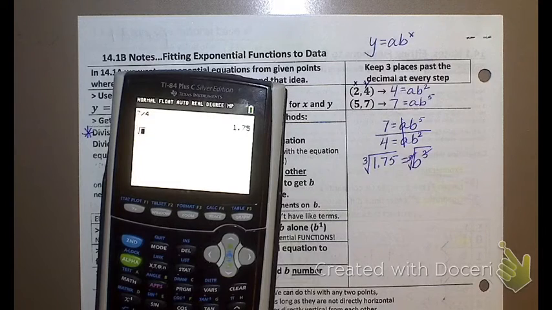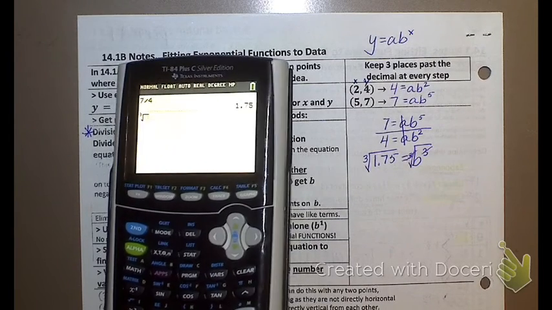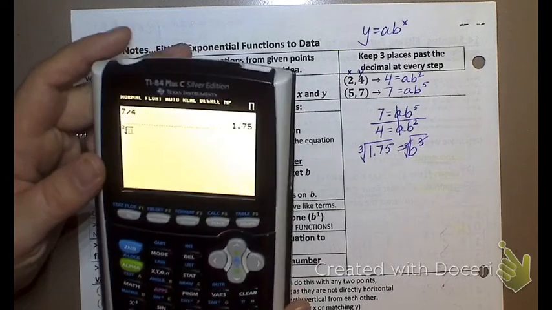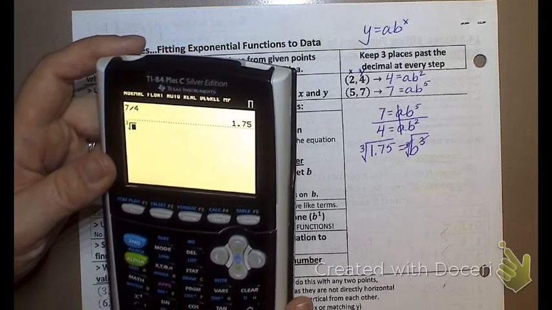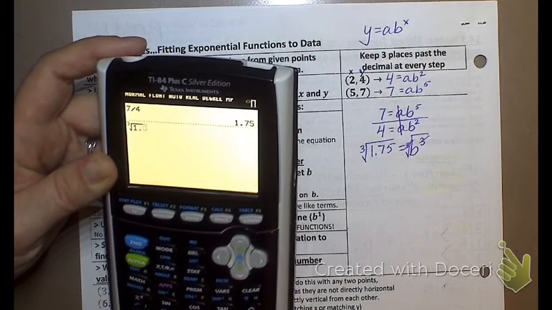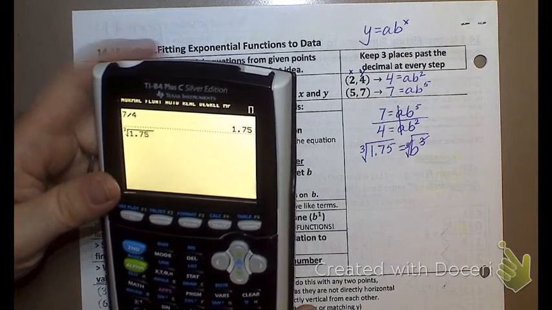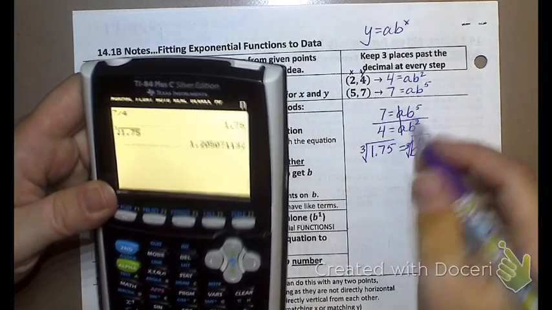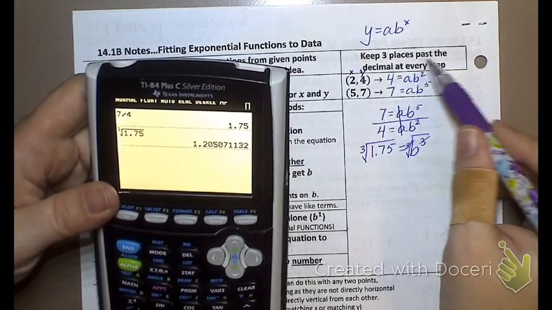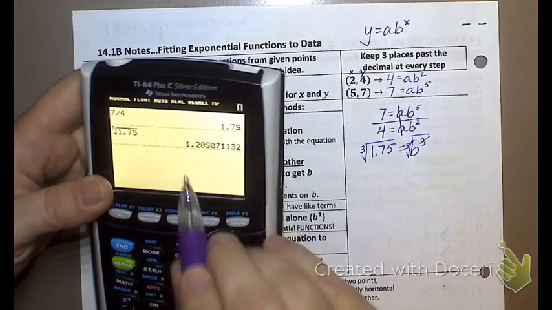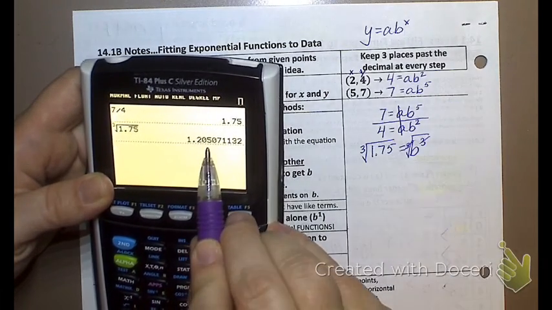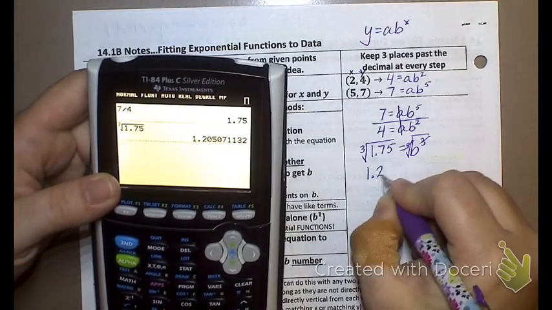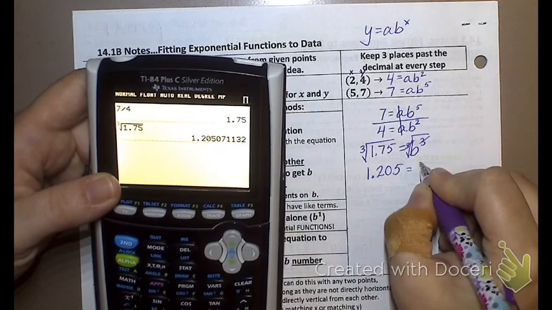That's what your calculator should look like. I know you can hardly see that because it's glaring, isn't it? Oh, come on. Give me a good angle here. Cube root. There we go. Trust me that it's a cube root. It's a cube root of 1.75. Now, when I hit enter, am I going to get a decimal? Yes, because I'm putting in a decimal, right? I get, what does it say up here? Keep 3 places past the decimal at every step. So 3 places past the decimal, that would be 205, and that 0 means the 5 stays a 5. So I have 1.205 is equal to B.